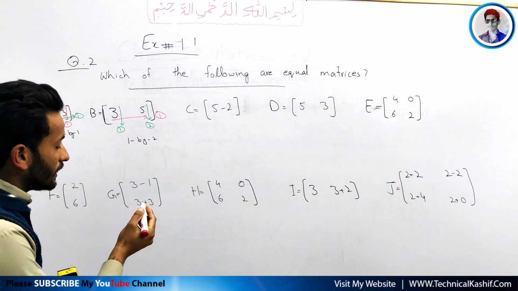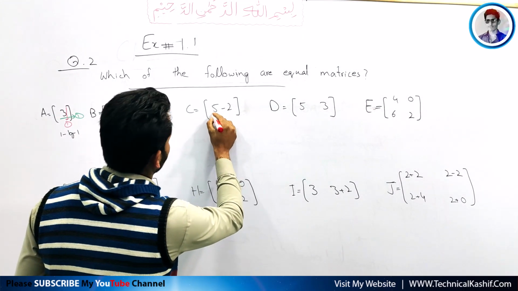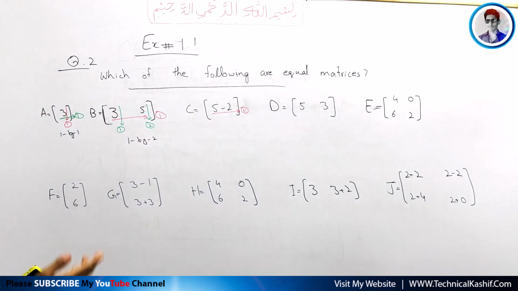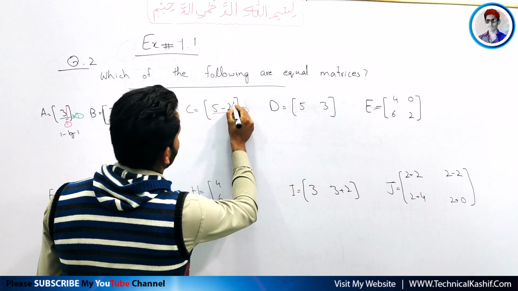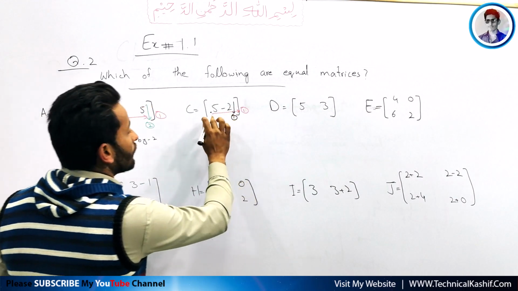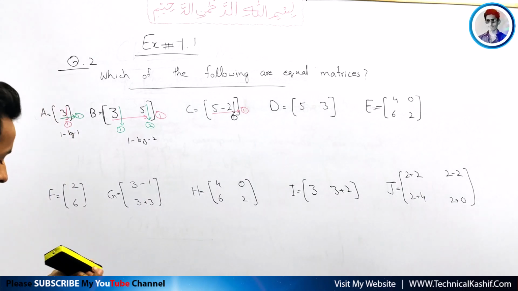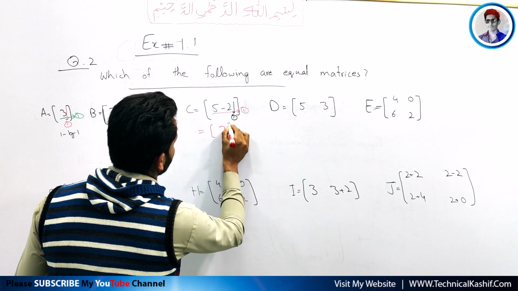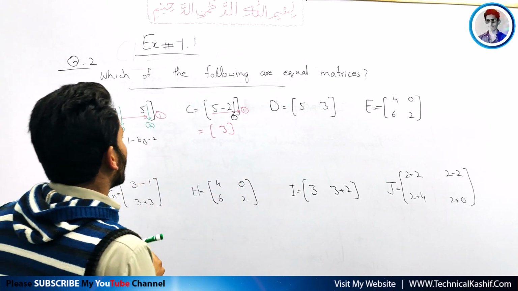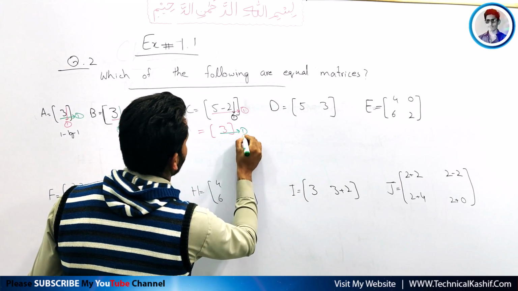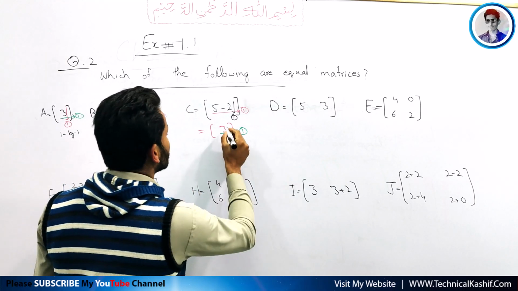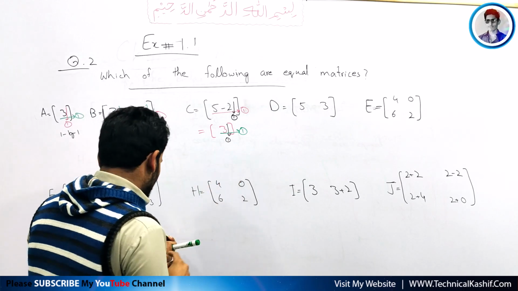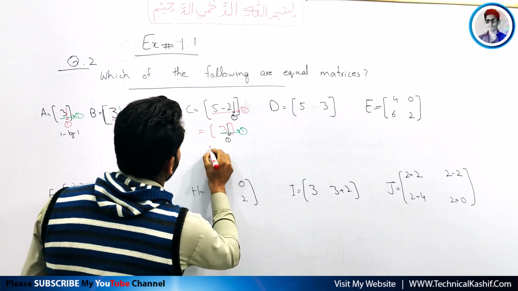Next one. Look at this. It is equal to 5 minus 2. So the number of rows is 1, and the number of columns is also 1. 5 minus 2 is a single entry, which means it is equal to 3. So the number of rows is 1 and the number of columns is also 1. Its order is 1 by 1.